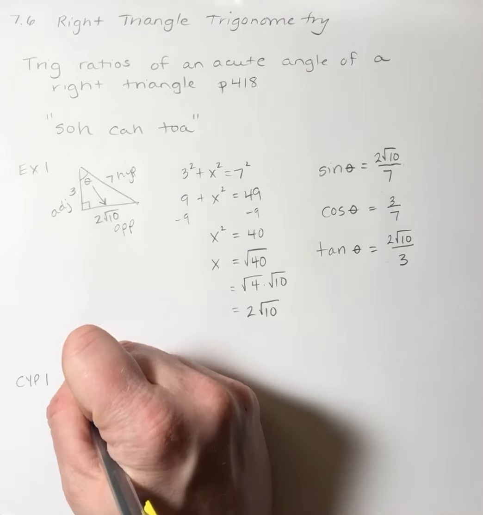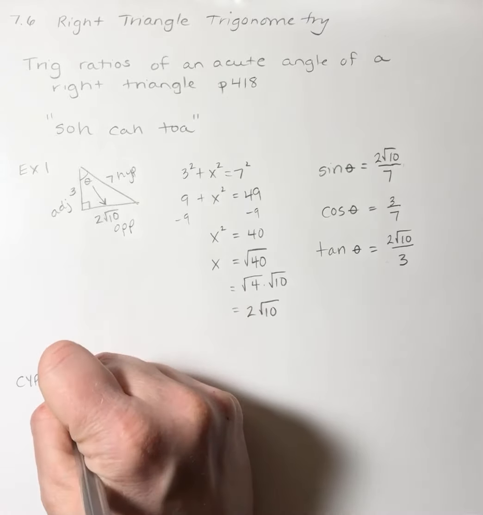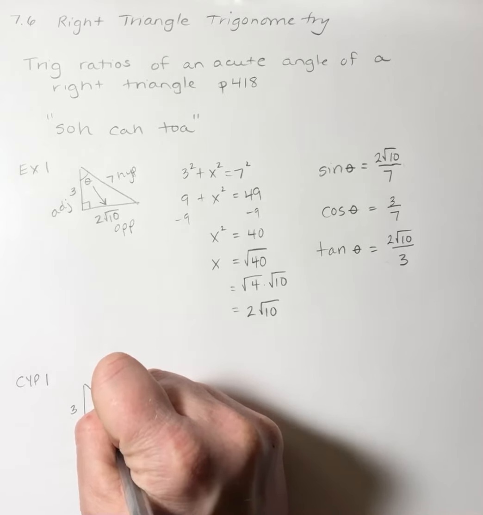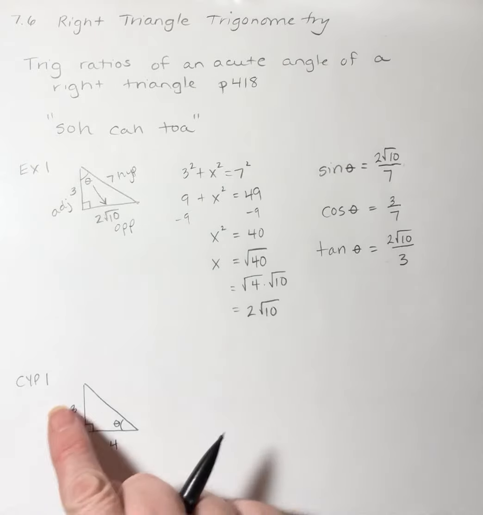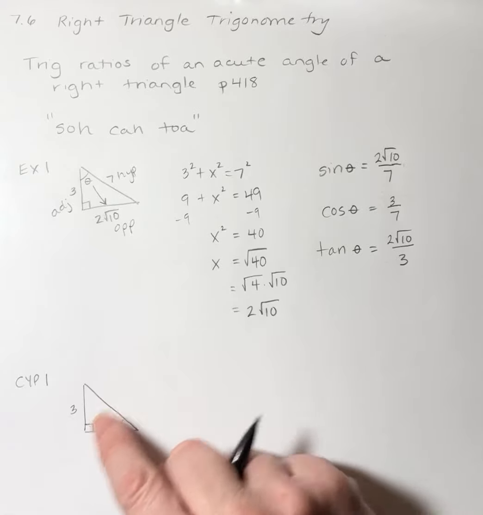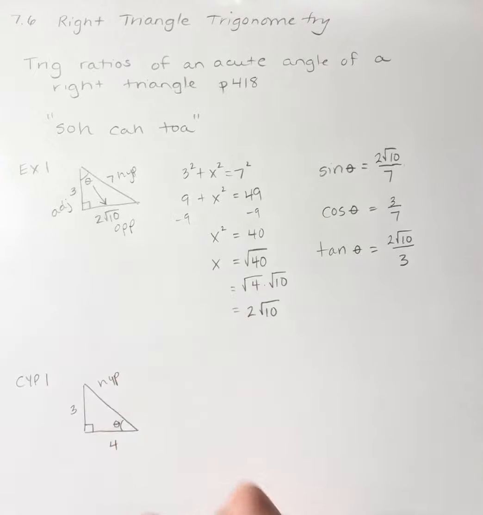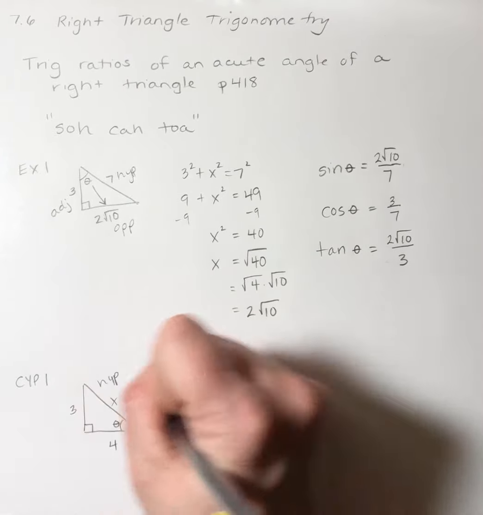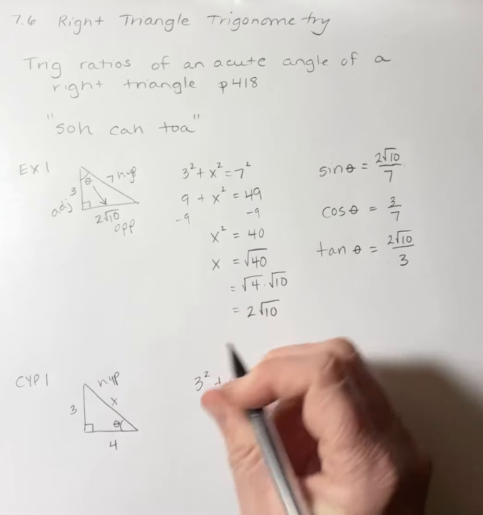So check your progress 1. For the right triangle, find the values of sine, cosine, and tangent of theta. Okay, so again, the first thing we need to do is find that hypotenuse. This again is the side that's opposite the 90-degree angle. So this is my hypotenuse. So I need to do the Pythagorean theorem. So 3 squared plus 4 squared equals x squared.